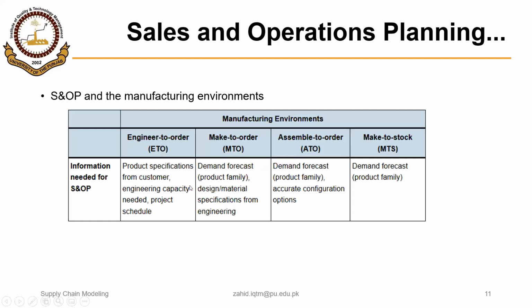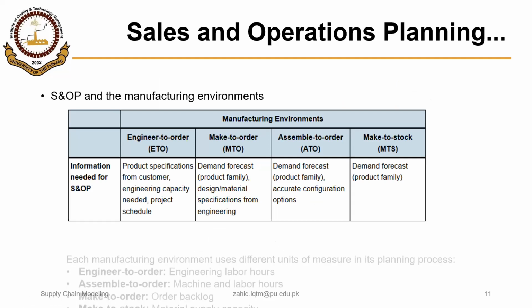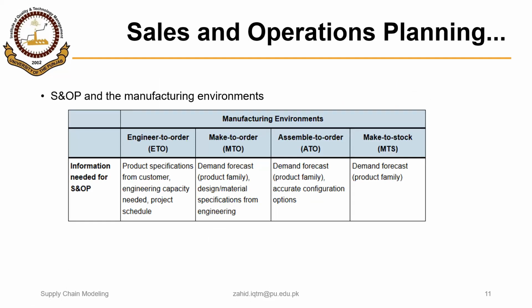Now, S&OP details vary from one production environment to another. We discussed four in the first lecture. So we have engineer to order, make to order, assemble to order, and make to stock. These four production environments or manufacturing environments.